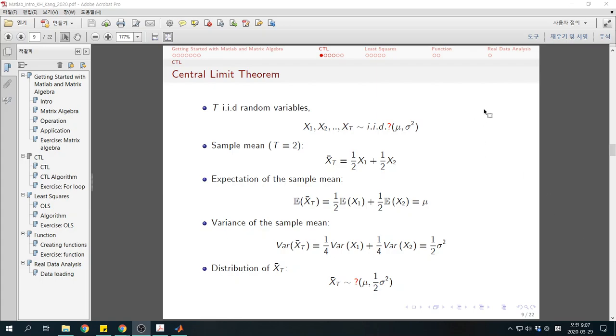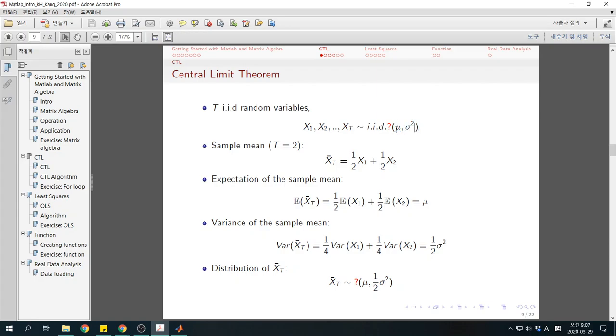Okay guys, the last MATLAB programming practice would be the central limit theorem. So let's quickly review the CLT first. Suppose there are capital T IID random variables, denoted by x1, x2 through x capital T, and their mean is mu and the variance is sigma square.